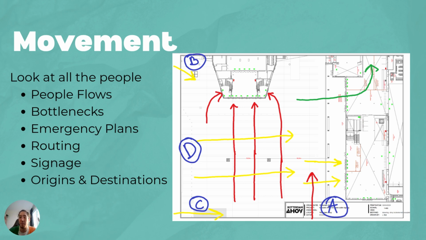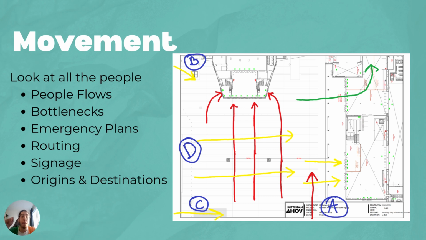Do you want to have a lot of people on one side and then a slow trickling down on the other one, or do you just want to get them as fast as possible out of the way? Emergency plans. Again, routing and signage are very important, because people won't know where you want them to go if there are no signs telling them that.